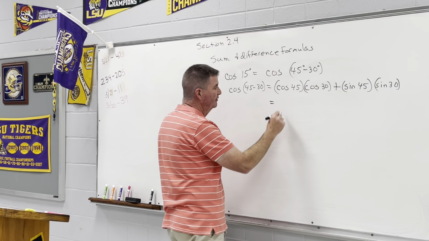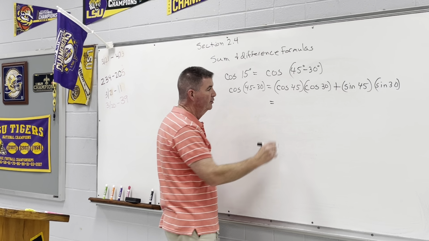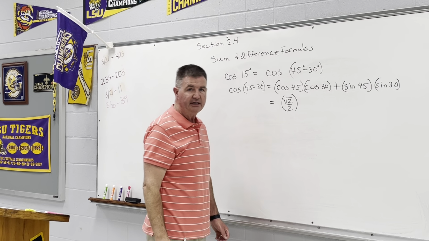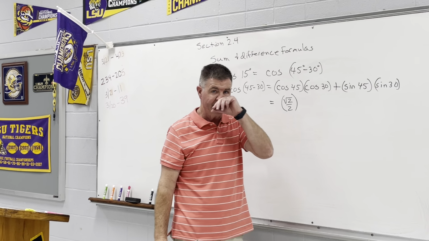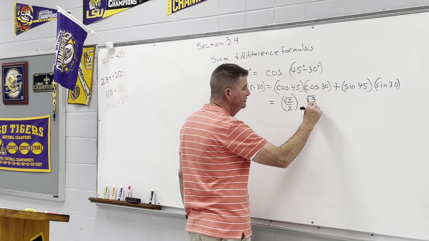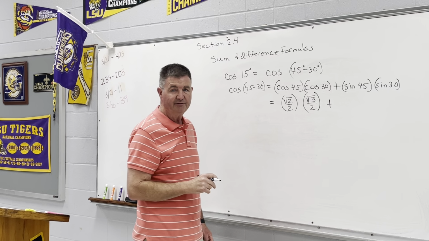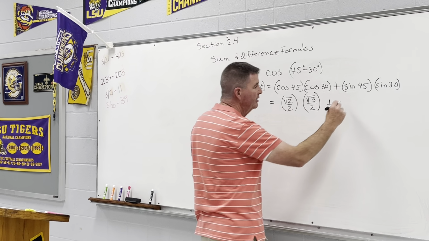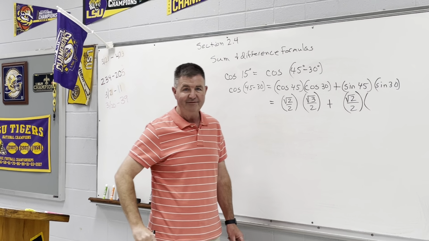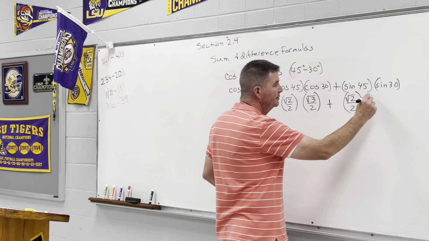We know that the cosine of 45 is the x value at 45 degrees. The x value, or the x part of the coordinate, is the square root of 2 over 2. The cosine of 30 is the x value at 30 degrees, which means it's the larger of the two of the ordered pair. So this is going to be the square root of 3 over 2, plus the sine of 45. Well, the sine and the cosine of 45 are the same values of the ordered pair, so it is also, again, the square root of 2 over 2. And then the sine of 30 is the y value at 30 degrees. The y value at 30 degrees is the smaller of the two, so it's 1/2.